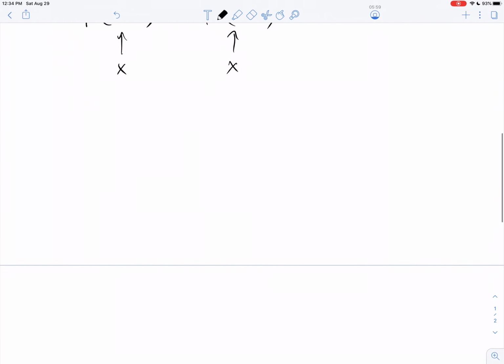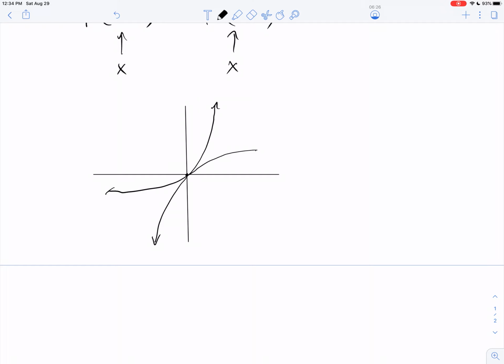I know that if I want to check to see if two functions are inverses of each other, then I can graph both of them on the same coordinate system. So here we go. Right through the middle here, I'm going to draw my cube function. Now remember, this is just a rough sketch. This is not perfect. I'm going to draw my cube root function. Then I'm going to draw the line y equals x.